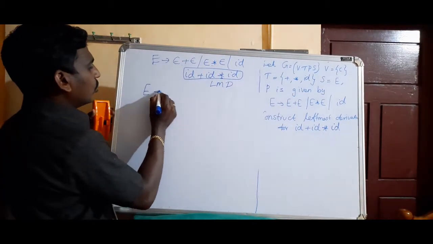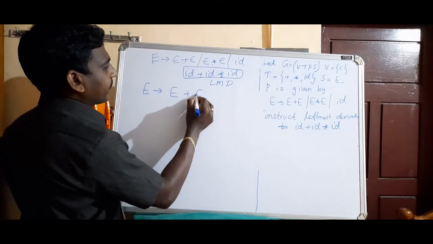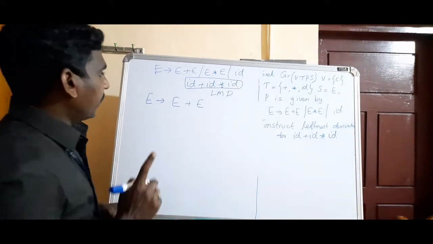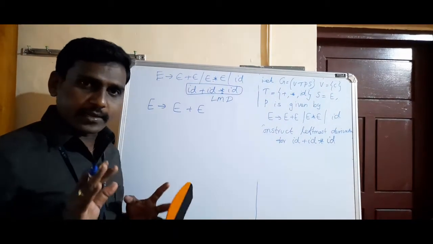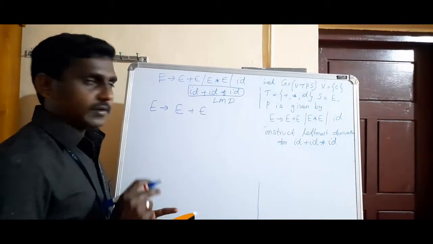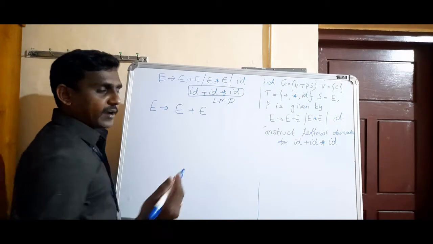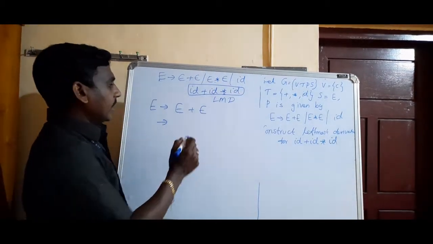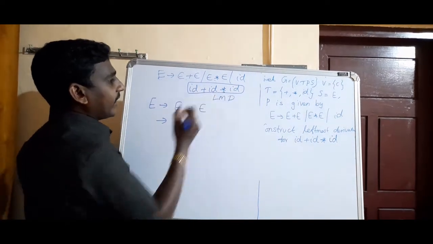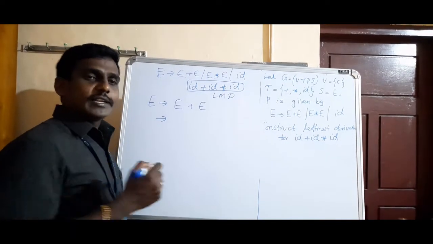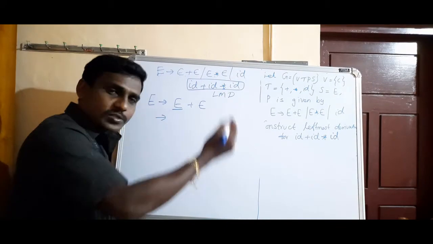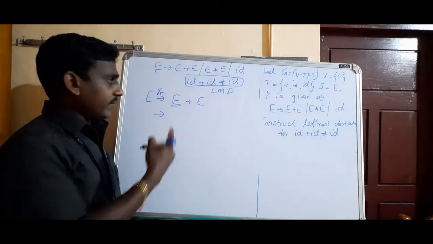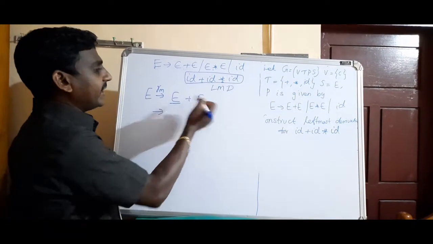So E tends to E plus E I can take. If I take, see here you have to be very clear. If I take E plus E, I cannot get the answer. Okay, I will check it. If I take E tends to E plus E, I cannot get the answer, because for this E tends to E plus E, I have plus and star. First I want to derive which one? This is rightmost derivation, because it is Rm. See this is wrong. I'm doing it for understanding. I cannot take E plus E.